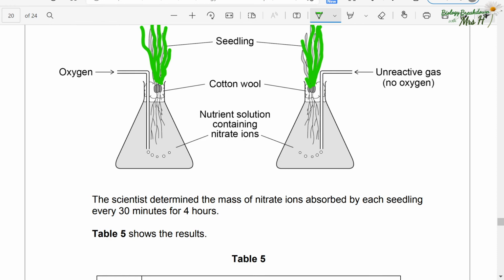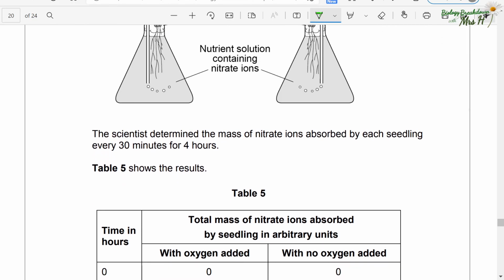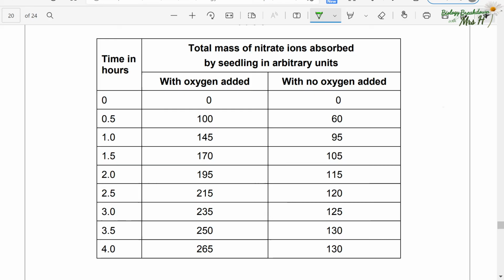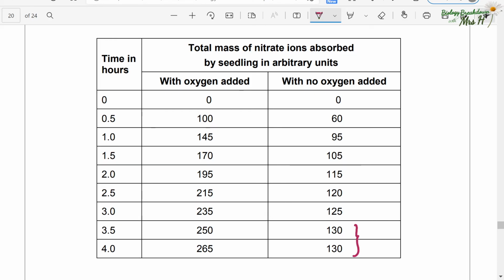The scientists determined the mass of nitrate ions absorbed by each seedling every 30 minutes for 4 hours, and this table is going to show the result. So if we have a look, we can already see that with no oxygen added, look, they are the same, so that's levelling off there. We can see that the left hand side column with more oxygen added, generally more nitrate ions are absorbed.